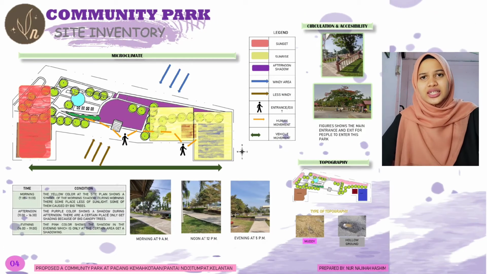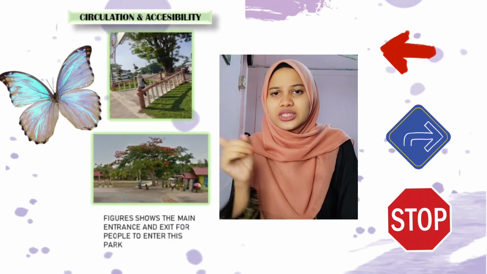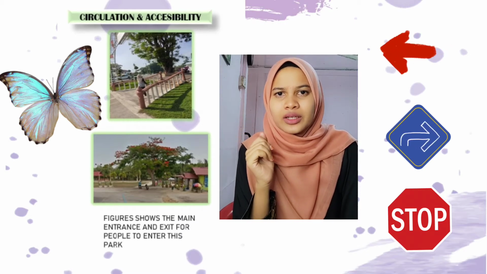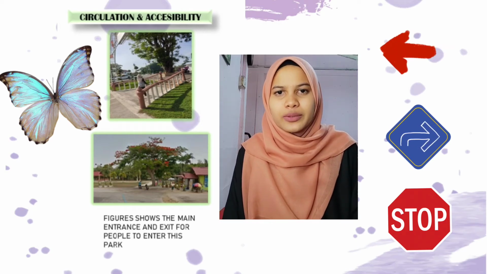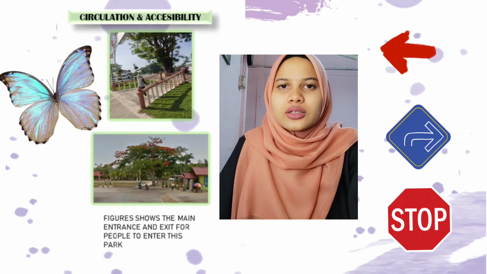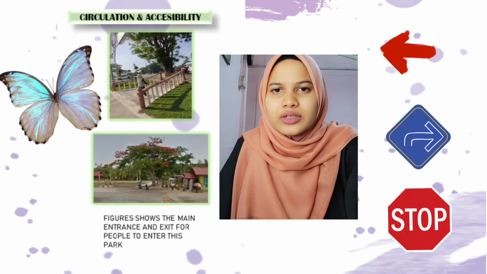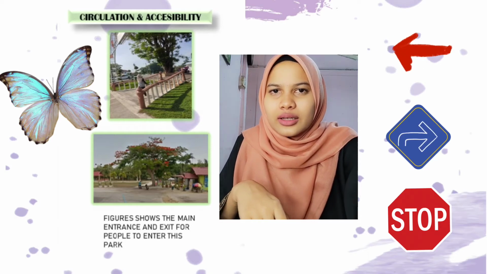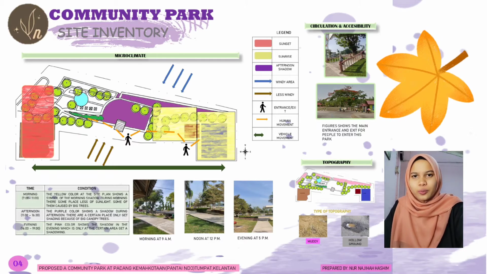Next is circulation and accessibility. So this is the picture of the first accessibility. The figure shows the main entrance and exit for people to enter this park. So in this site plan, I have shown the entrance and exit, the human movement, and the vehicle movement at the site.